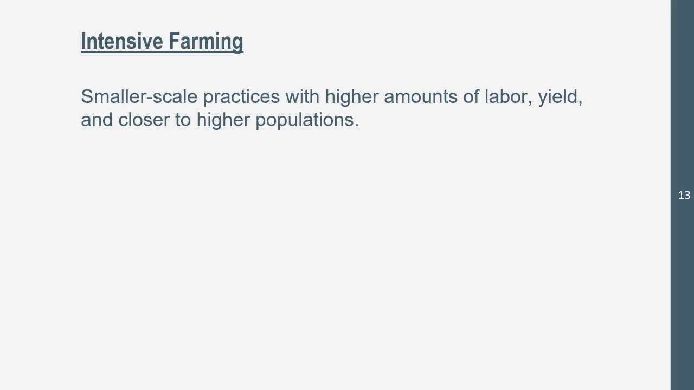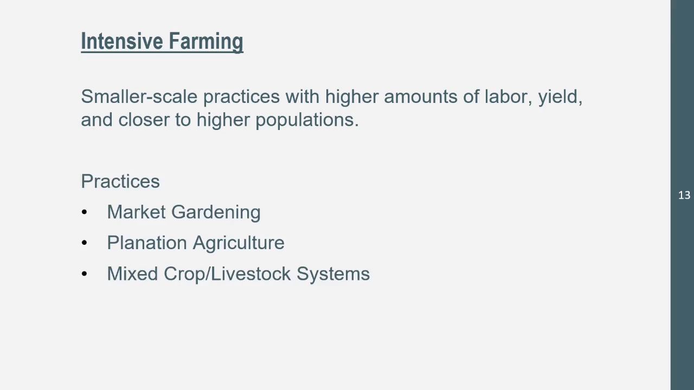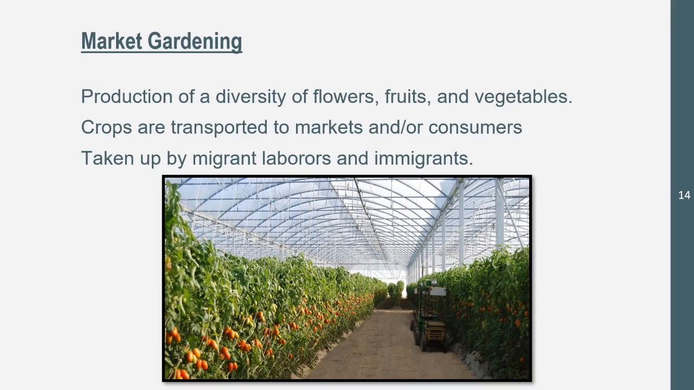Now let's get into intensive farming. So these are smaller scale practices with high amounts of labor, yield, and closer to higher population. So you're going to be closer to those urban areas or those higher populated, clustered, rural areas as well. And yields kind of just means products and money. And there's 3 different types of intensive farming practices I want to go over: market gardening, plantation agriculture, and mixed crop livestock systems.